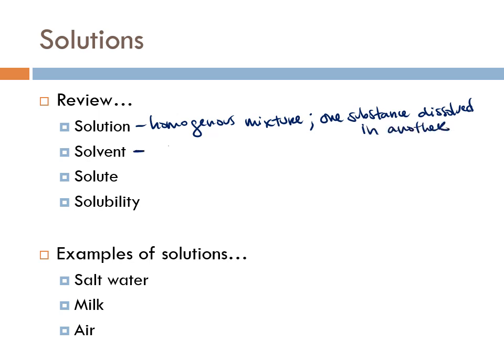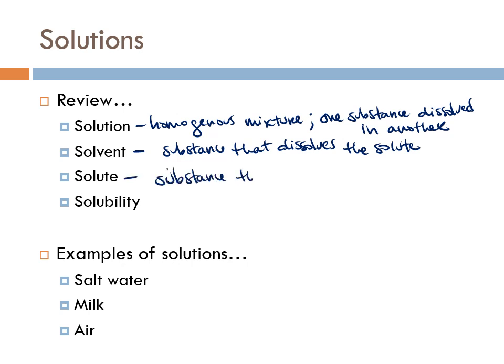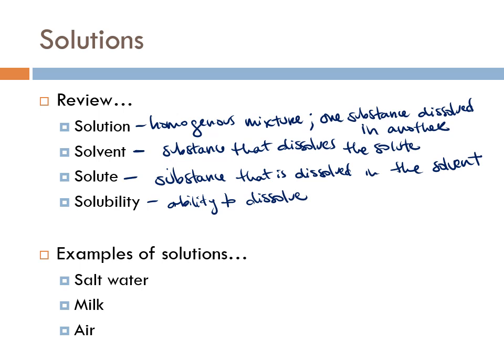The solvent is the substance that dissolves the other thing, and we call that other thing the solute. And then, of course, the solute is the substance that's dissolved in the solvent. Solubility is the ability to dissolve. Good. Some examples of solutions.